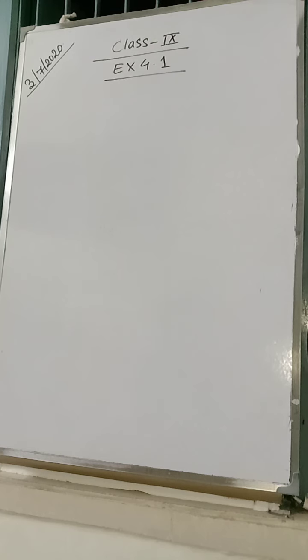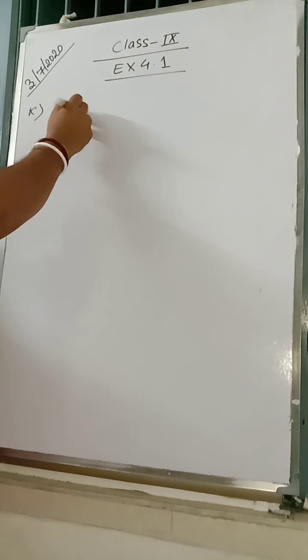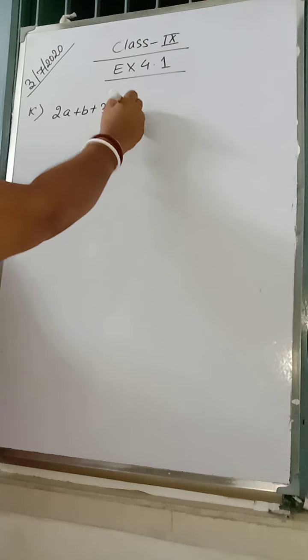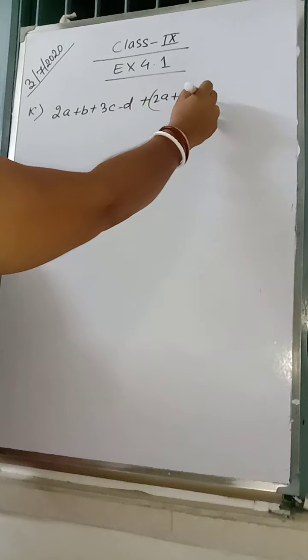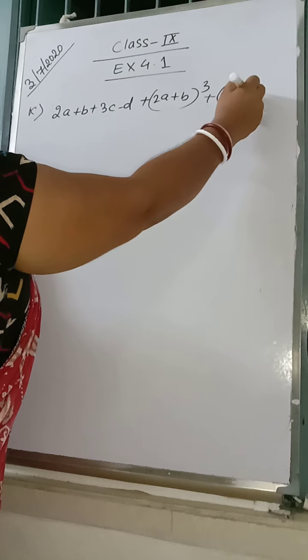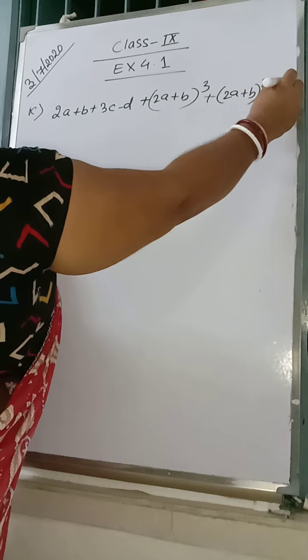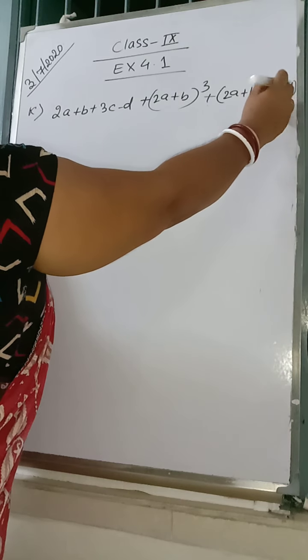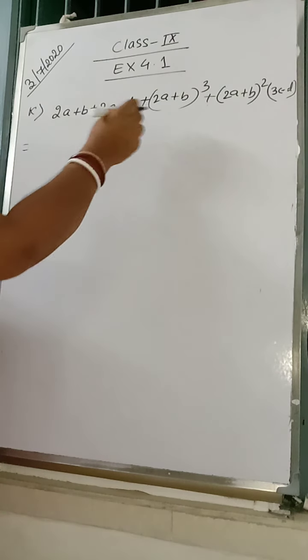Now we have completed up to J. Look at question number K. It says exercise 4.1 number K: 2A plus B plus 3C minus D, plus 2A plus B whole cube, plus 2A plus B whole square into 3C minus D. This is the question.